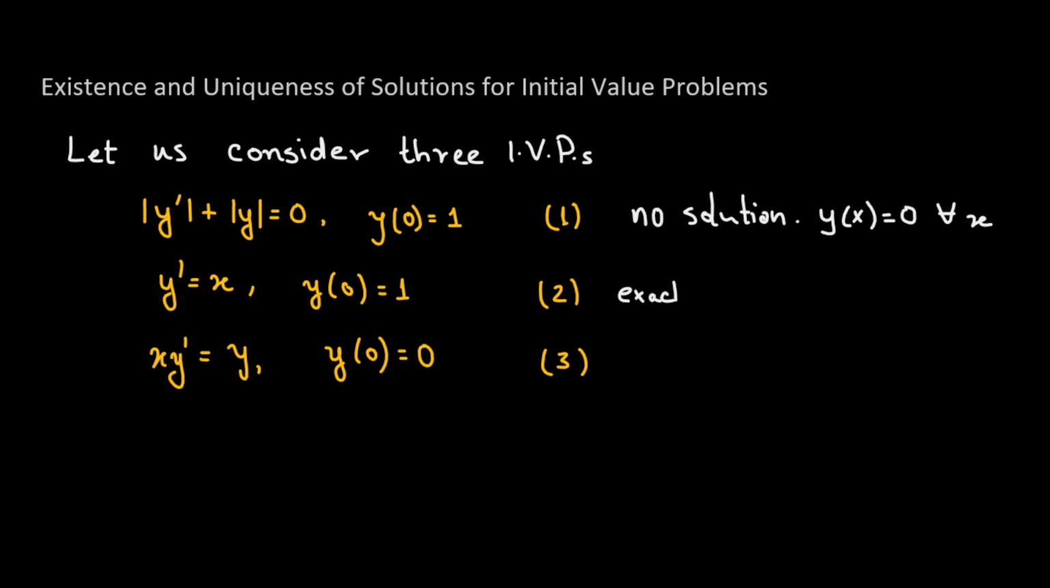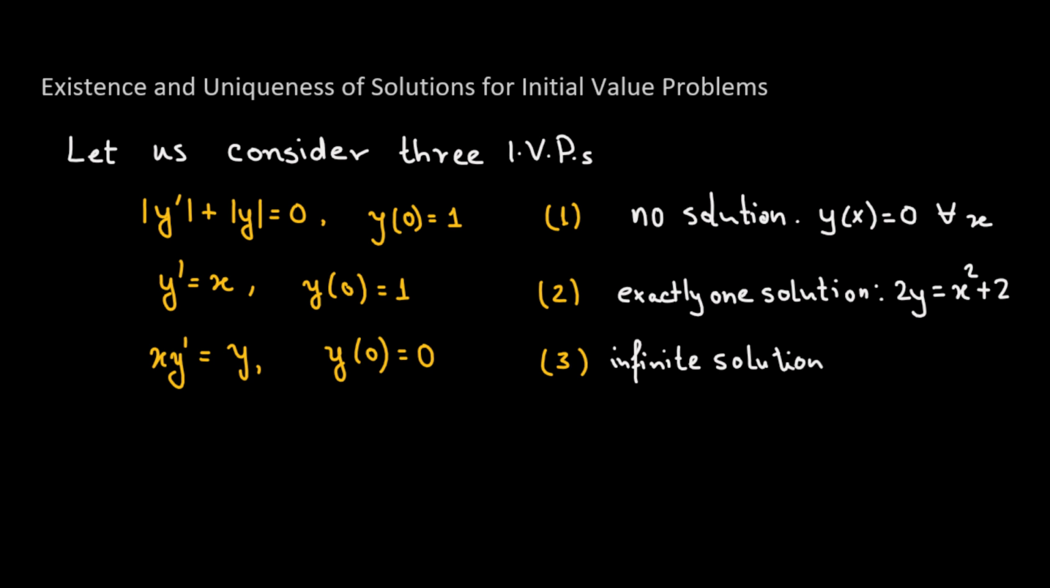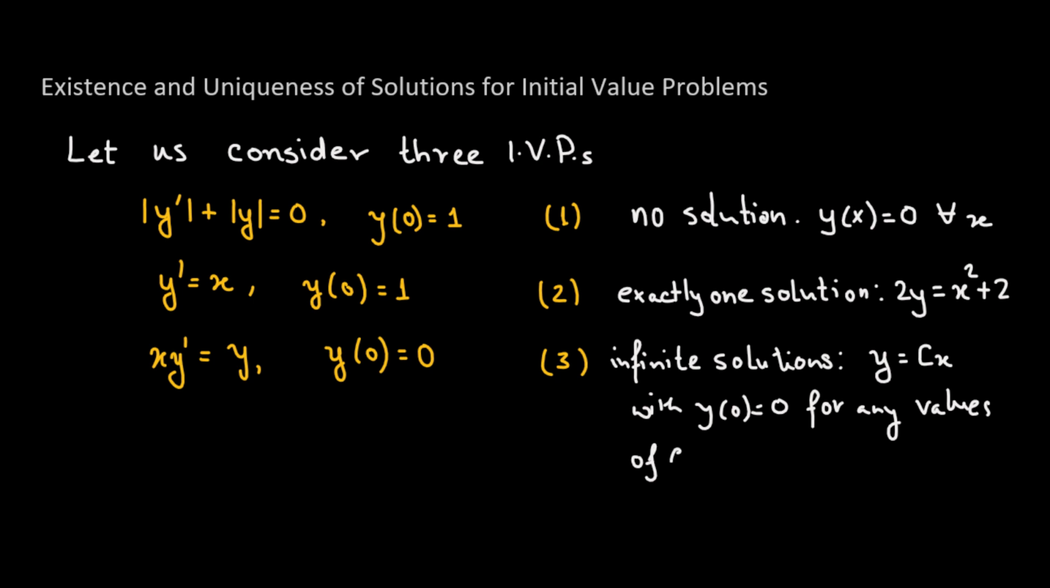The second initial value problem has precisely one solution given by 2y equals x squared plus 2, and the third initial value problem has infinitely many solutions given by y equals c times x, where c is an arbitrary constant, with y(0) = 0 for any value of c.